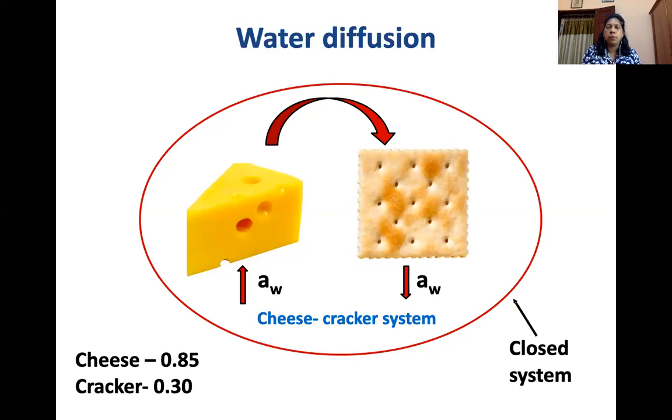So what is water diffusion? If you keep the cracker and the cheese in the same environment, what do you think will happen to the cracker, or what will happen to the cheese? If you keep the cracker and cheese in the same closed system, what will happen?